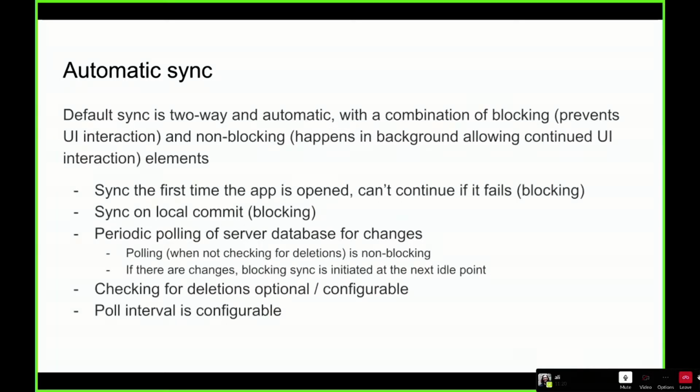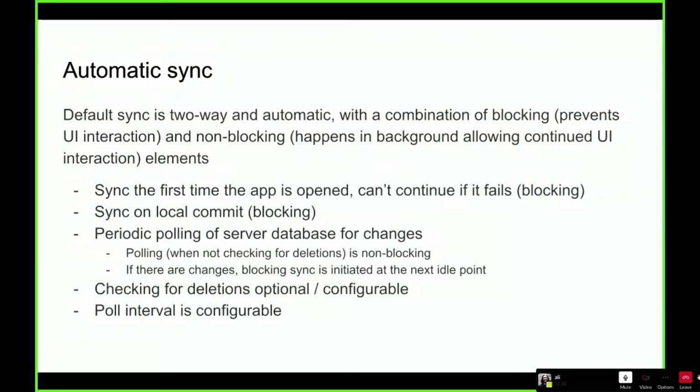That's just to make sure that when you start off, the local app is completely in sync with the server. The app can't continue if that sync fails, and you get a dialog with a suitable error message if it does fail. The second element is that it syncs on local commit. Every time there's a commit, the spinner will pop up and sync the changes that have just been committed, and while it does that, it will also pull down any changes.